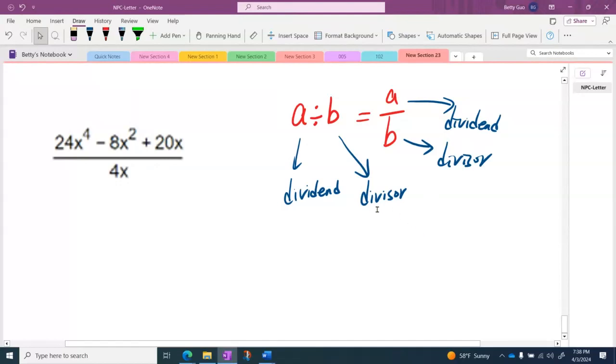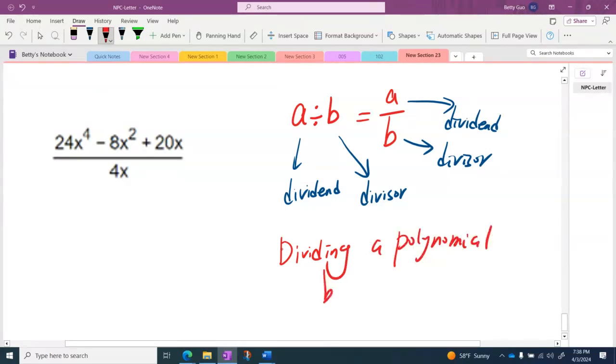And here we are going to learn how to divide two polynomials when the divisor is a monomial. So here we are going to talk about dividing a polynomial by a monomial. This case is a simple case.